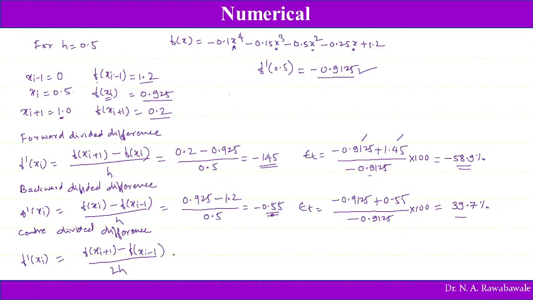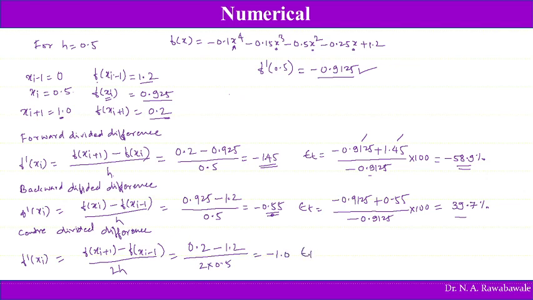So here this is equal to f of xi plus 1 is 0.2 minus f of xi minus 1 is 1.2 divided by 2h. 2 into h is 0.5. So this works out to be minus 1.0.